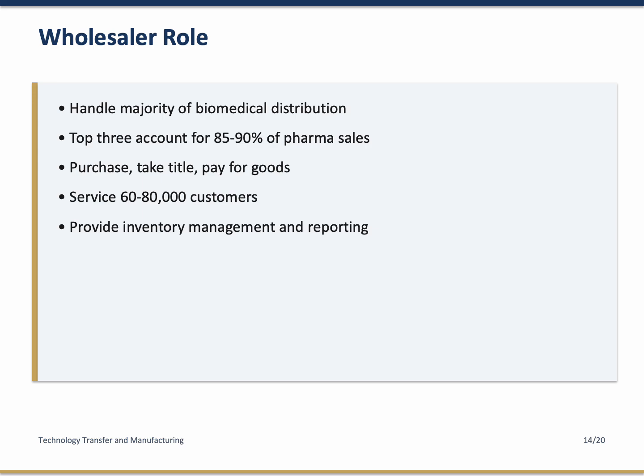The top three, AmerisourceBergen, Cardinal, McKesson, account for 85 to 90% of pharmaceutical product sales, with many regional players as well. They play more than a middleman function. They purchase, take title, and pay for goods bought from manufacturers. Wholesalers service 60,000 to 80,000 different customers, including pharmacies, clinics, hospitals, and others.